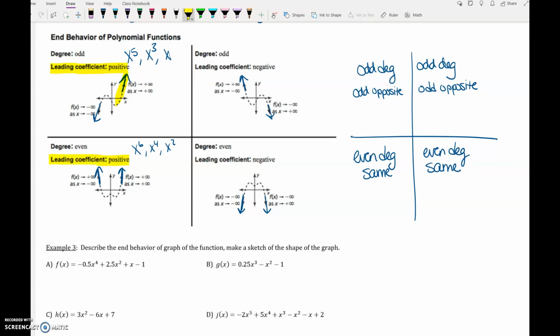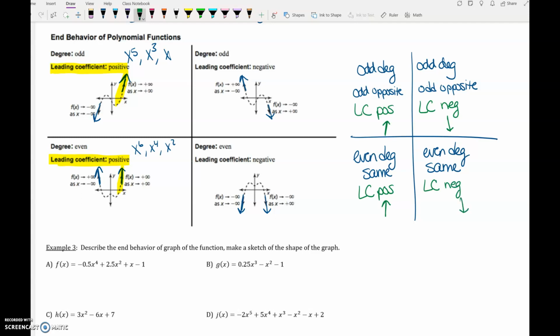So if the leading coefficient is positive, the right side of the graph is going to point up. So I'm going to do this in another color and say LC positive, the right side is going to point up. If your leading coefficient is negative, the right side is going to point down. Even degree, if the leading coefficient is positive, the right side is going to point up. If the leading coefficient is negative, the right side is going to point down.